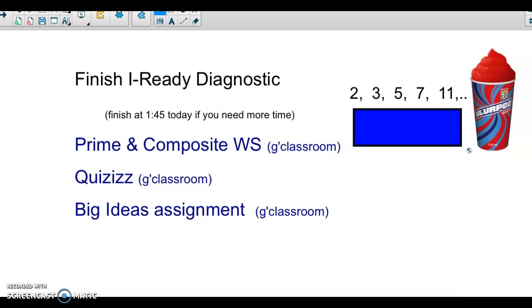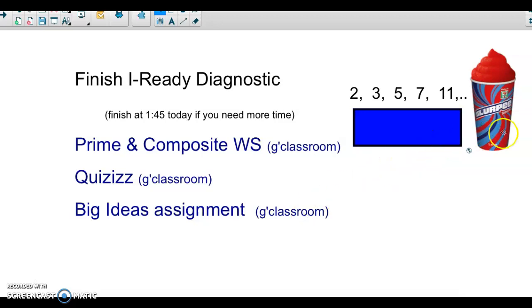If you finish that, then there are 3 things you're going to do. First, there's a prime and composite worksheet in Google Classroom, and you can just type right on there. The answers are below, so don't cheat, but when you're done, you can check your answers. Secondly, there's a quiz to do, and I posted it on Google Classroom. I think it's 13 questions. And finally, there's a Big Ideas assignment on Google Classroom. You'll need to log into Big Ideas and go to assignments to try it.